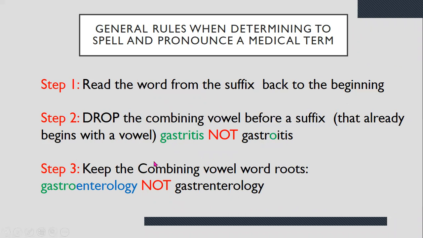Next, you would keep the combining vowel on root words such as this, gastroenterology. We wouldn't say it any other way. So if you're adding two root words together, gastro and enterology, you keep the vowel. Whereas if you're adding a root word, gastro, with a suffix that begins with a vowel, you're going to drop the vowel and just use the suffix. So it's gastritis.